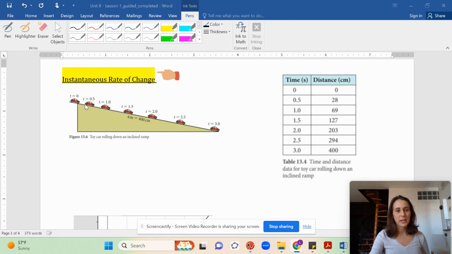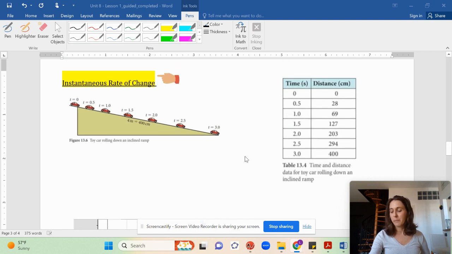We can see in the first half second, it doesn't travel so far, but in that last half second, it travels quite far. And so what if I asked a question and I wanted to know, what is the instantaneous rate of change, like, what is the speed at a specific instant? And so I could ask for the speed at exactly 0.5 seconds. What is the speed of this car? Well, it's pretty slow, but how slow?